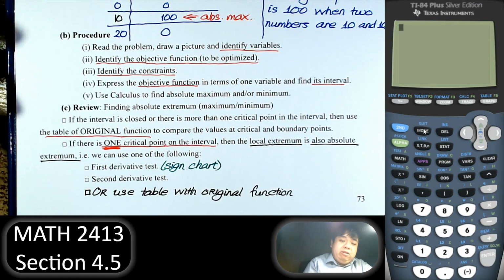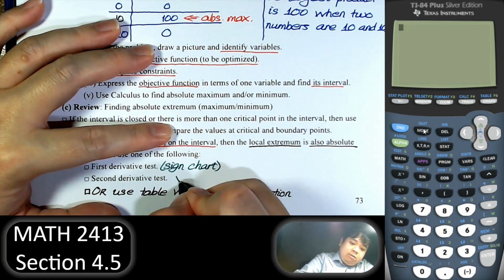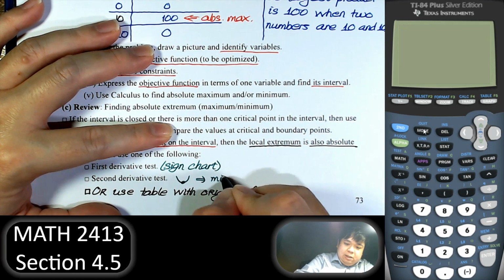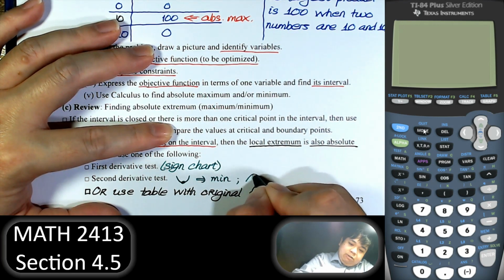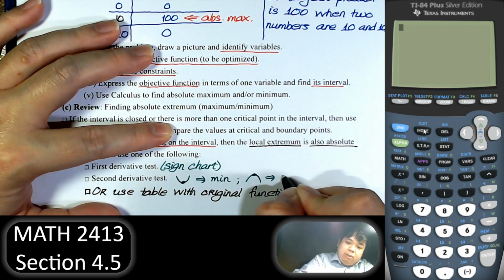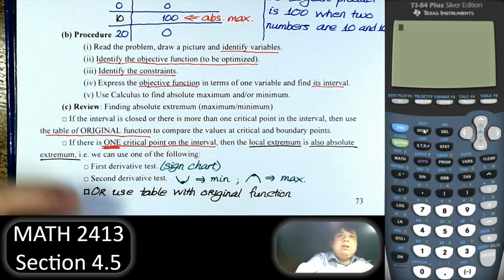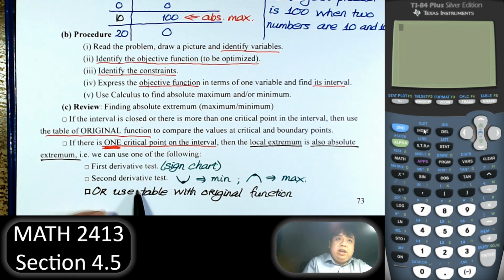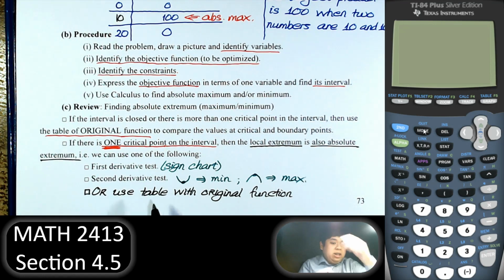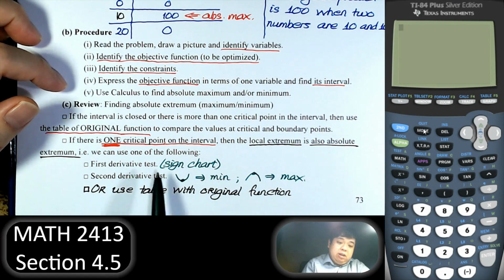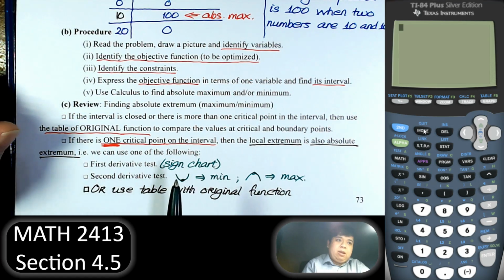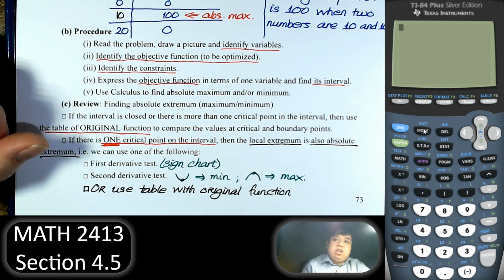And then the second derivative test, meaning that if it is concave up, there has to be a minimum. If it is concave down, there will be a maximum. Either way, when there's one critical point, we have three options here. It depends. If the second derivative is simple enough to do, we do that. If it's not, use the sign chart for the first derivative. Of course, we can also just use the table.